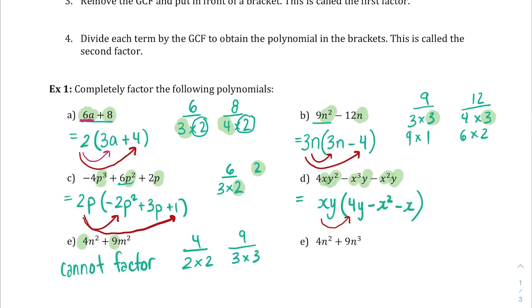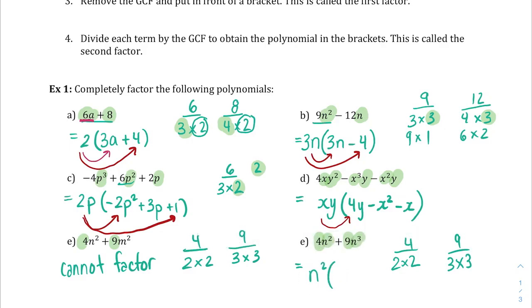So in this case, again, we look at the variables first. We have n squared and n cubed. Well, what is the lowest power? N squared. So we put that at the left side of our equation. Then you're going to look at the constants, 4 and 9. Again, 9, 3 times 3, those are the only prime numbers, and 4 is 2 times 2. So in this case, there is no common factor between 4 and 9. So there's no number that can divide both of them into a whole number. So the only thing we could have factored out was the n squared in this case.